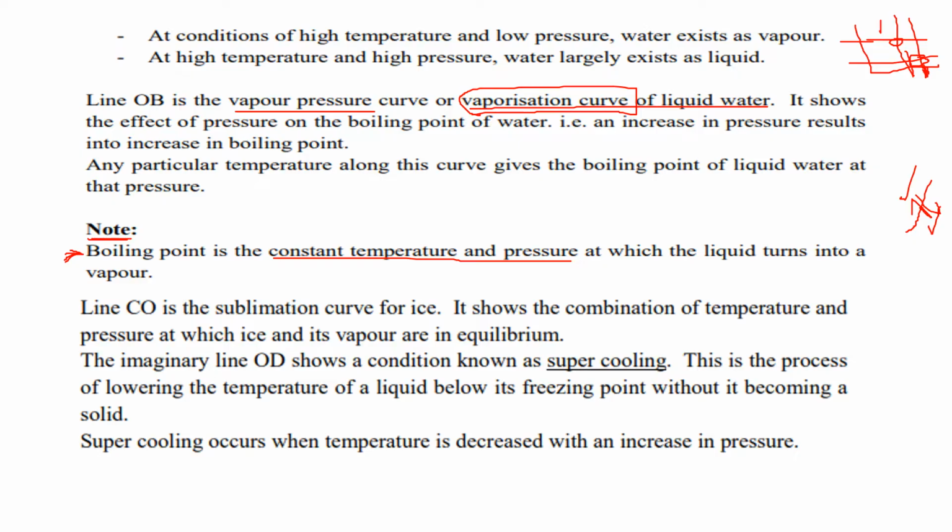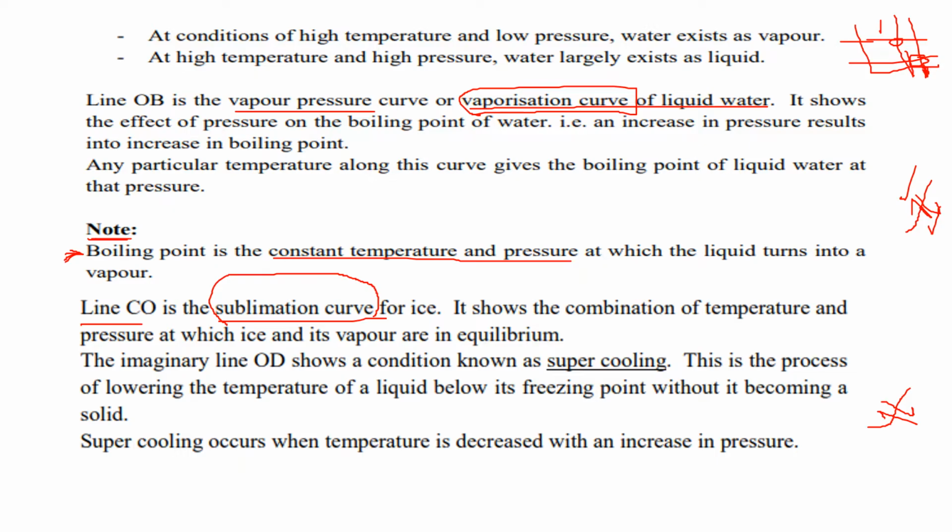And we are saying line CO. What's line CO going to represent? Line CO is going to be our sublimation curve. Why is it the sublimation curve? I said that we name curves according to the process occurring. If you look at line CO, it's going to be between the solid and the vapor. And what's that process from solid to vapor? It's sublimation. So that's why we name that curve as the sublimation curve for our solid water or ice.